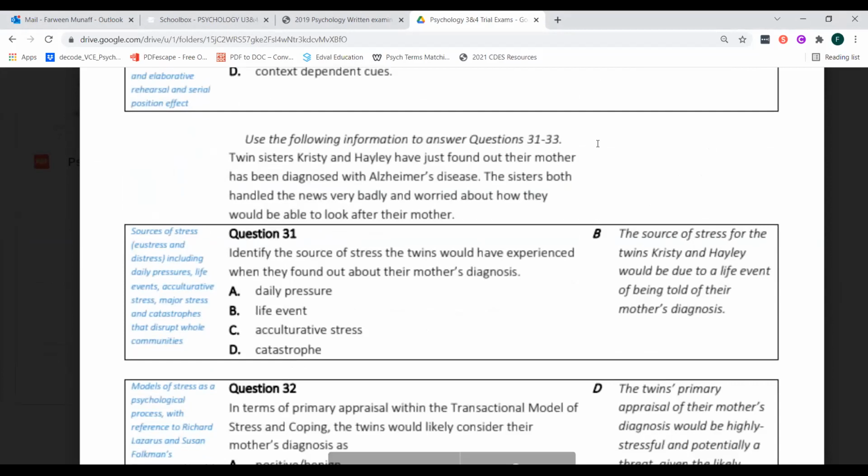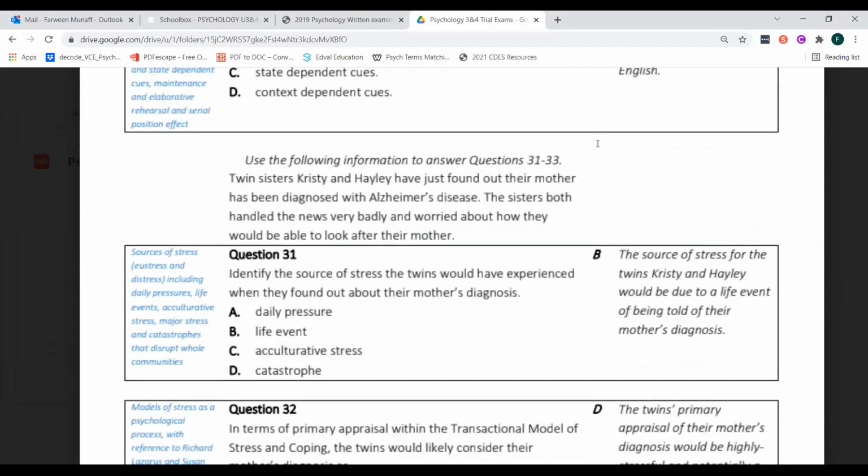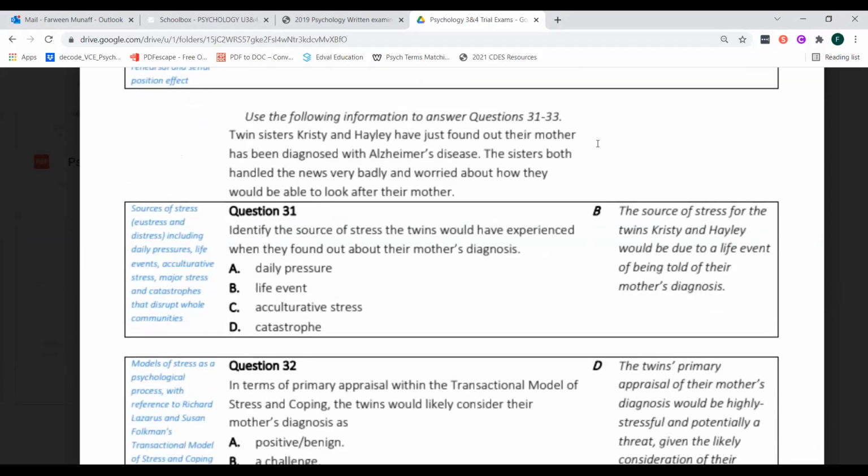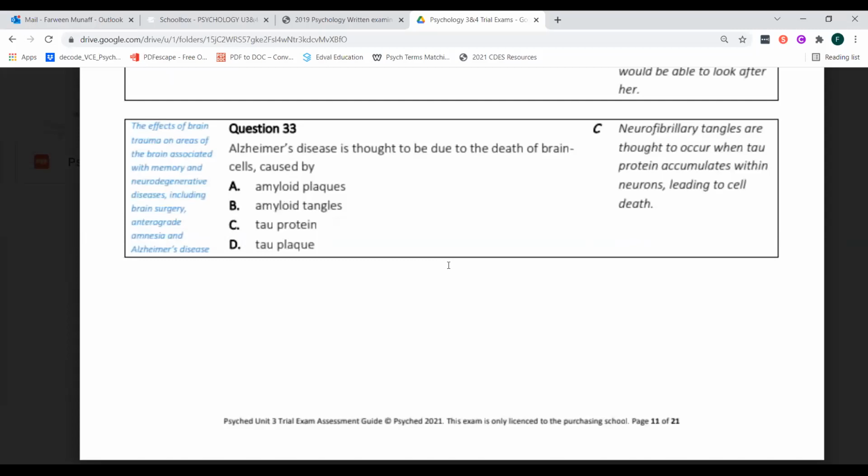Okay, is this related to scenario 31 to 33? I'll quickly just read the scenario. Twin sisters Kirsty and Haley have just found out their mother has been diagnosed with Alzheimer's disease. The sisters both handled the news very badly and worried about how they would be able to look after their mother. Okay, and then question 33. Alzheimer's disease is thought to be due to the death of brain cells caused by amyloid plaques, amyloid tangles, tau protein, tau plaque. So the answer is C.